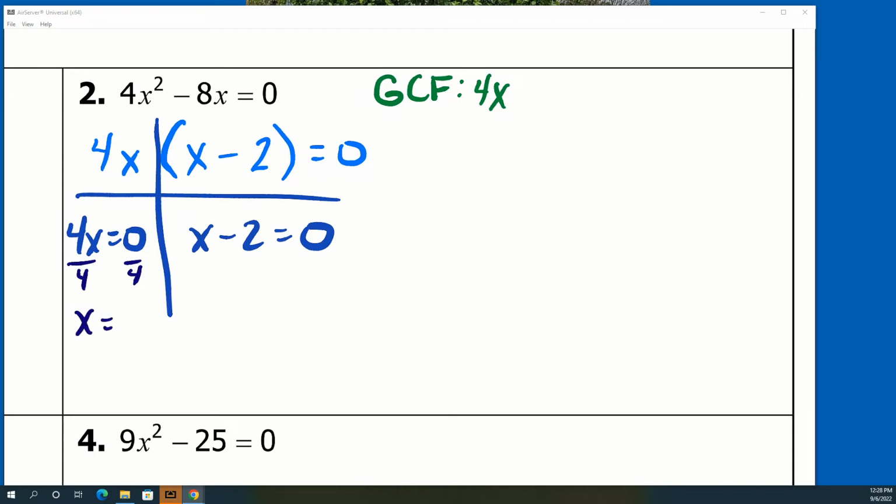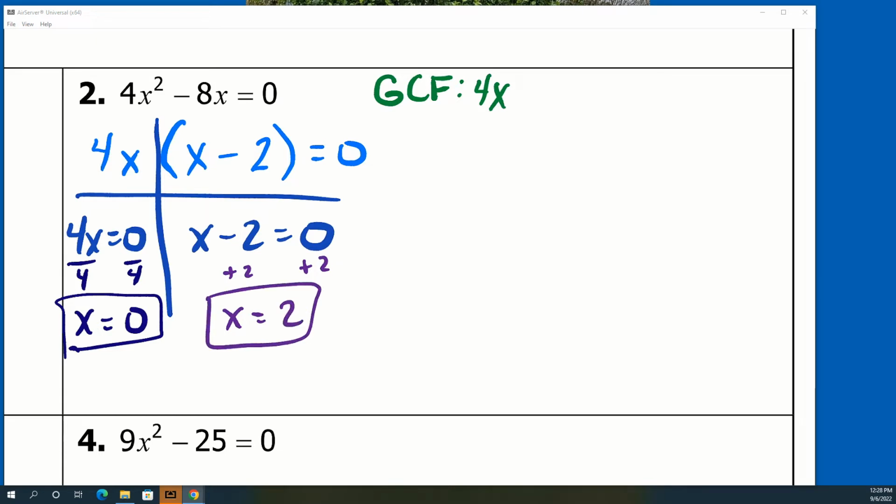So what is 0 divided by 4? 0. So that's one answer. All right, what about the other one? What do we need to do? Add 2. Since it's minus 2, you add 2. And that's the other answer. So a lot of these equations are going to have 2 answers. Some may only have 1, but most of them are going to have 2.